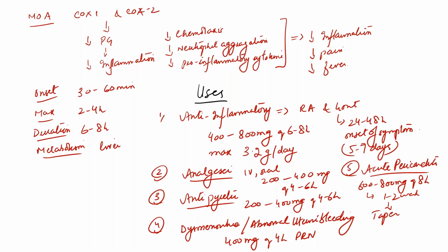So the taper dose will be 200 to 400 milligrams for 1 to 2 weeks. So the idea is to taper the dose in acute pericarditis. Sometimes it can also be used in migraine as a single dose. So this is the mechanism and the uses of the commonly used medication known as ibuprofen, which is an NSAID.